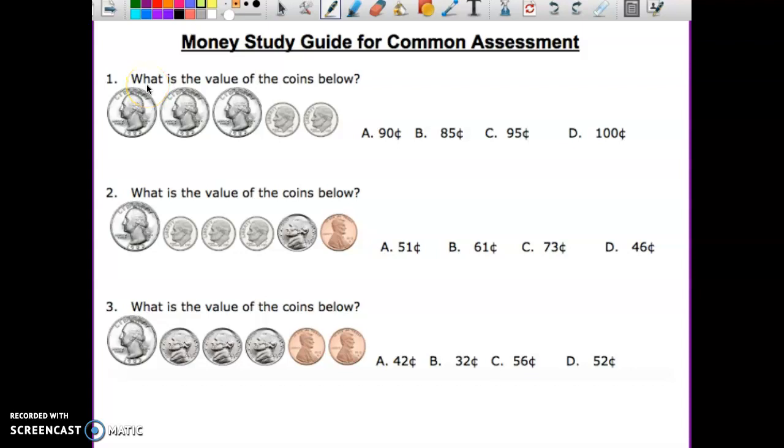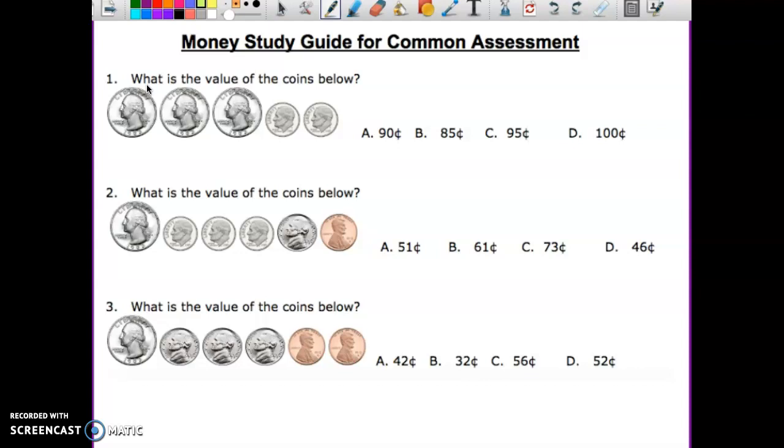Right, we have worked on this study guide as we have wrapped up our money unit and we are preparing for our common assessment. I wanted to go ahead and work it for you so that you would see the expectations and what was going to be on their test tomorrow. So the first one says, what is the value of the coins below? And we have talked about a couple of different strategies that they can use.